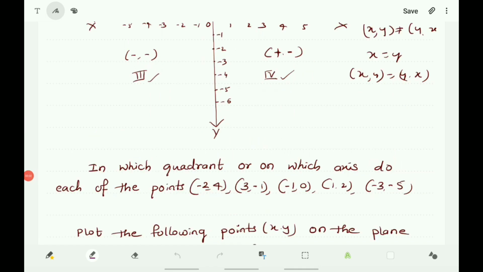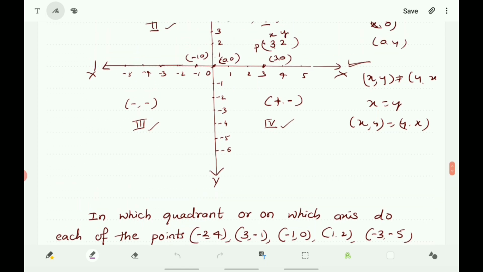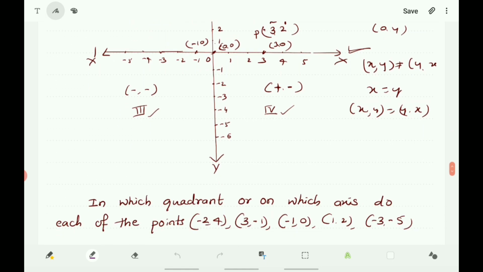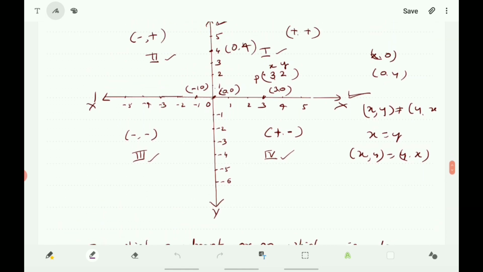Here there is a question, in which quadrant or on which axis do each of the points (-2, 4), (3, -1), (-1, 0), (1, 2), (-3, -5) lie? Here depending upon the sign, we can say that in which quadrant they lie, or on which axis they lie. Here (-2, 4), that is minus, plus. Minus, plus, that is (-2, 4) lies in the second quadrant.